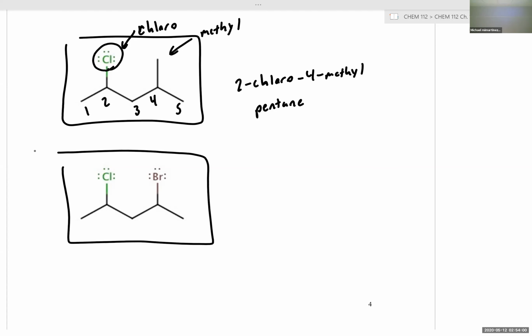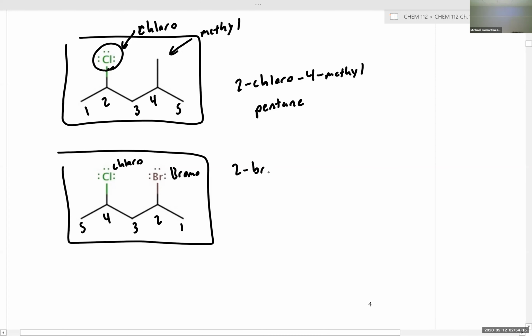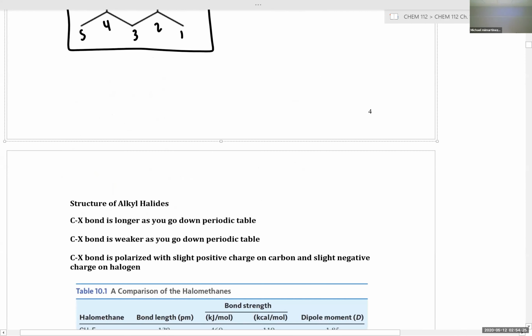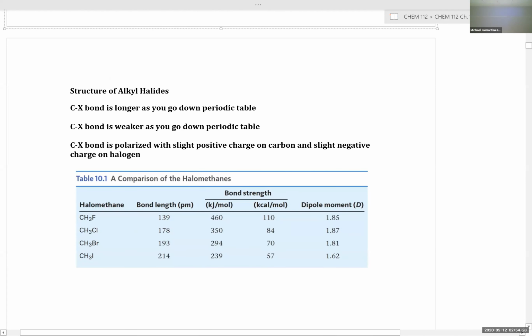Yep, exactly right. I see a lot of reasonable responses in the chat. So if we compare bromo and chloro, bromo is first alphabetically. So we'd number from right to left. So we'd call this 2-bromo, 4-chloro-pentane. Perfect, perfect. Okay. So let's talk next about the structure of alkyl halides.